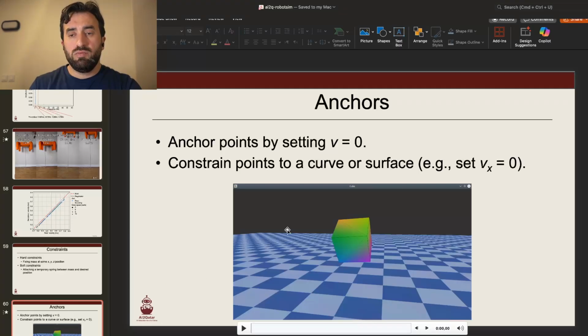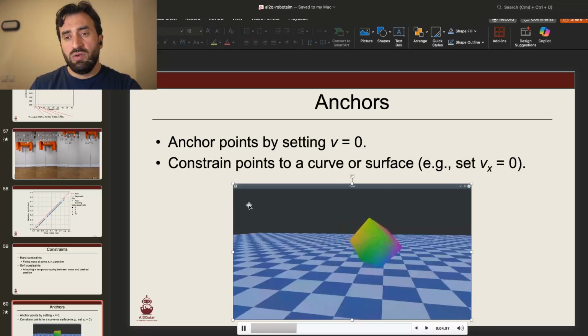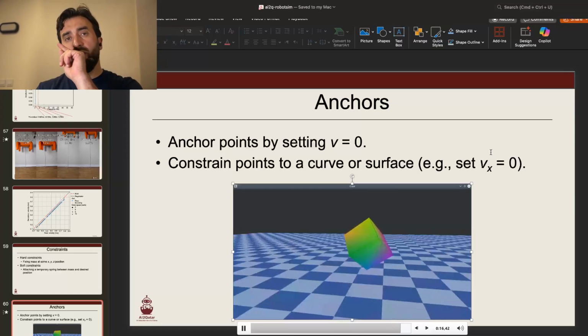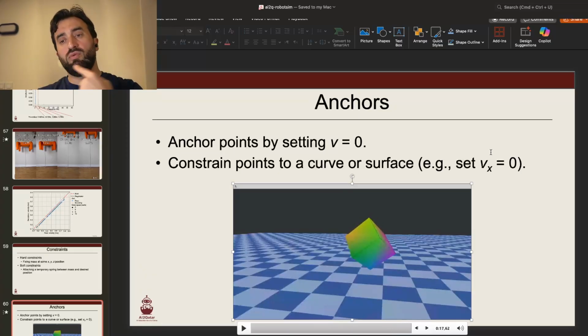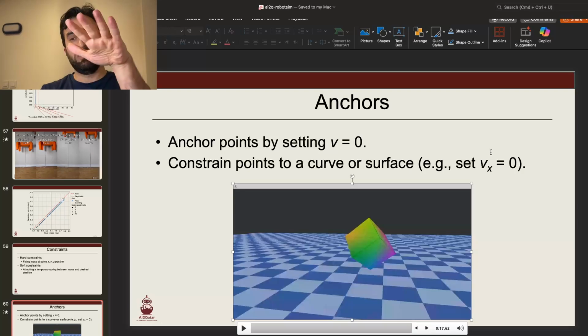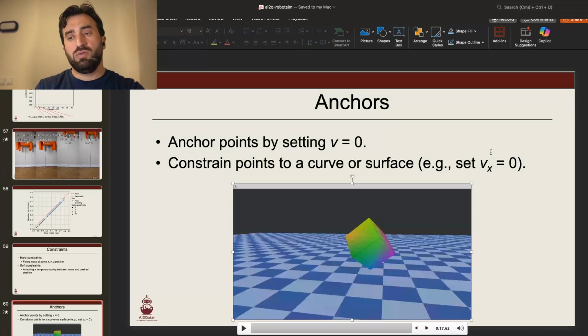You can set an anchor point by setting v equals 0. For instance, as you can see in this video, this point right here has v equals 0. Or another way is constraining points to a curve or surface. Instead of being fixed at one point, you can have it fixed on a curve. That point moves around on that curve or surface. That's also another way of doing it.